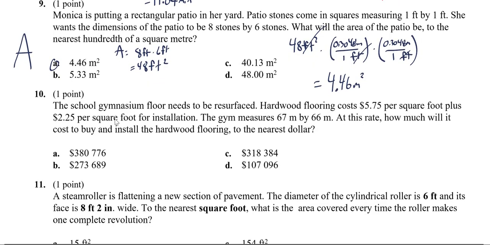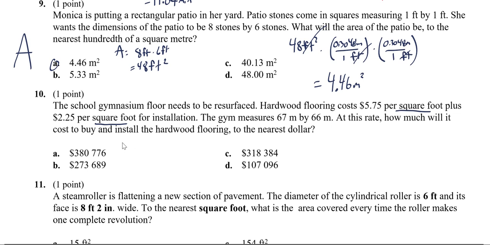Got 2 more questions on this page. We've got the school gymnasium floor needs to be resurfaced. Hardwood flooring costs $5.75 per square foot plus $2.25 per square foot for installation. Gym measures 67 by 66 meters. At this rate, how much will it cost to buy and install the hardwood flooring to the nearest dollar? So we need to figure out the cost for the stuff and the cost for the installation. So they're both costs per square foot. So we could just look at the overall cost.